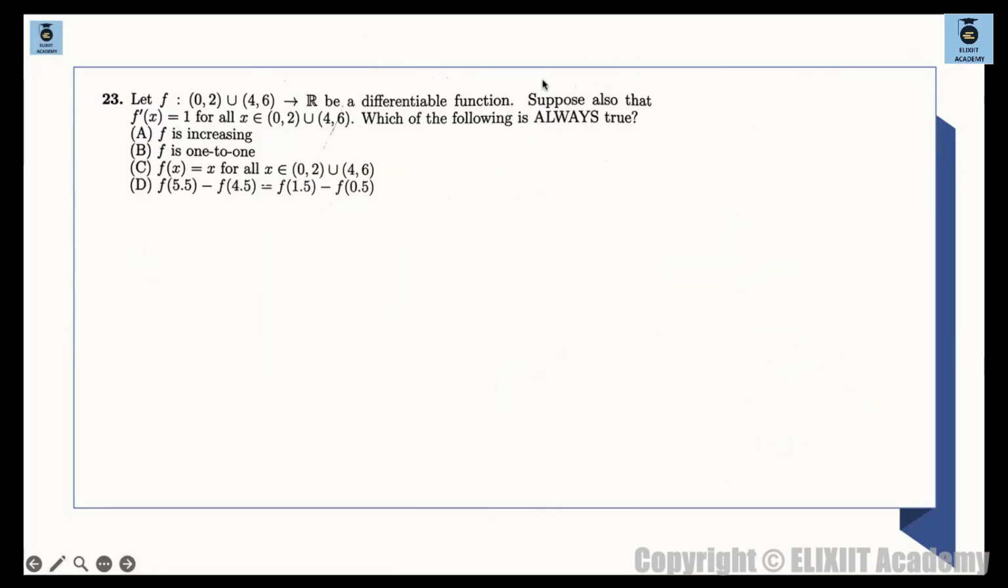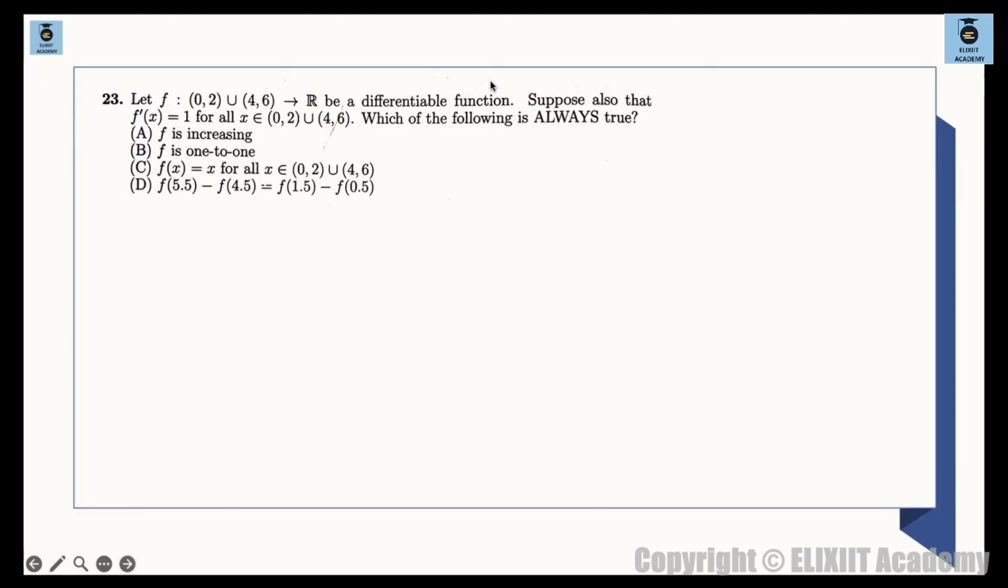Okay, next we have this question which says: let f from 0 to 2 union 4 to 6 to R be a differentiable function. Suppose also that f dash of x is equal to 1 for all x belongs to 0 to 2 union 4 to 6, the domain. Which of the following is always true? F is increasing, f is 1-1, f of x is equal to x.